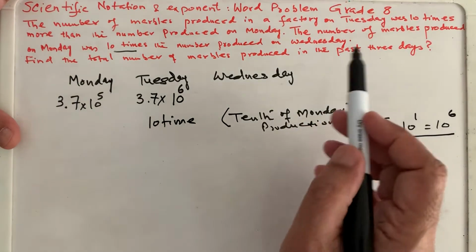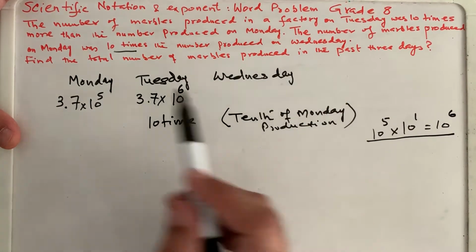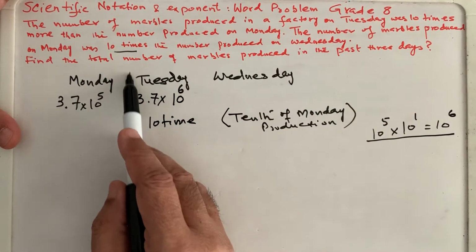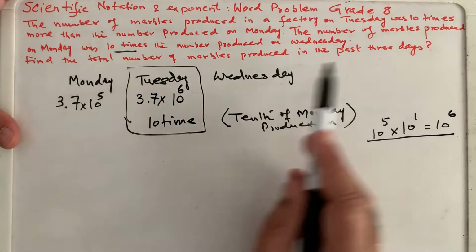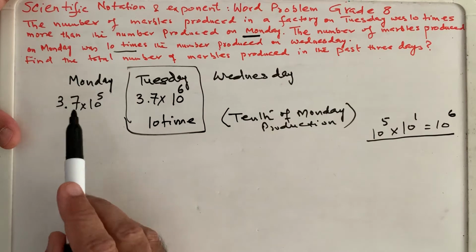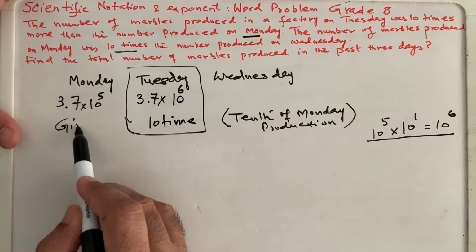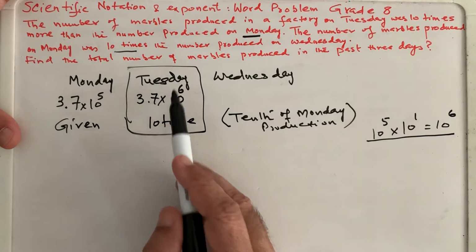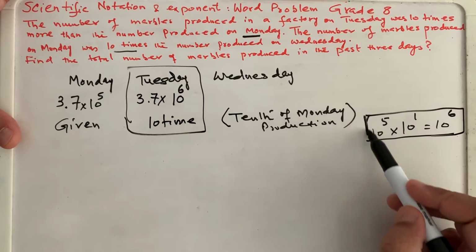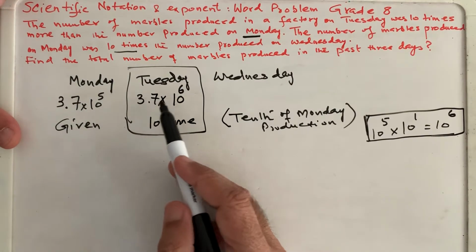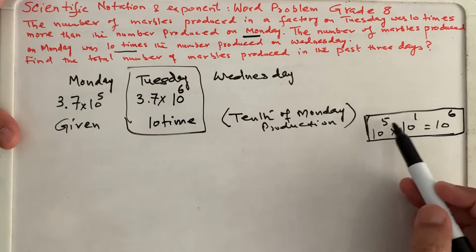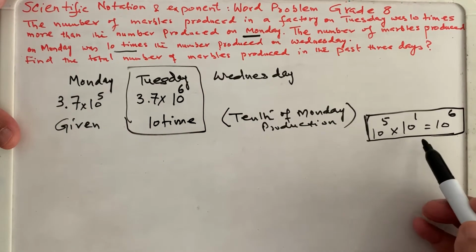So again, we will read the question and formulate what the question is saying. The number of the marbles produced in a factory on Tuesday was 10 times more than what was produced on Monday. So Monday production is given. This is my Monday production, and on Tuesday it was 10 times, and I know that 10 times means now I can put that as 3.7 times 10 to the power 6, because now we have to add the powers together as per this rule, right?